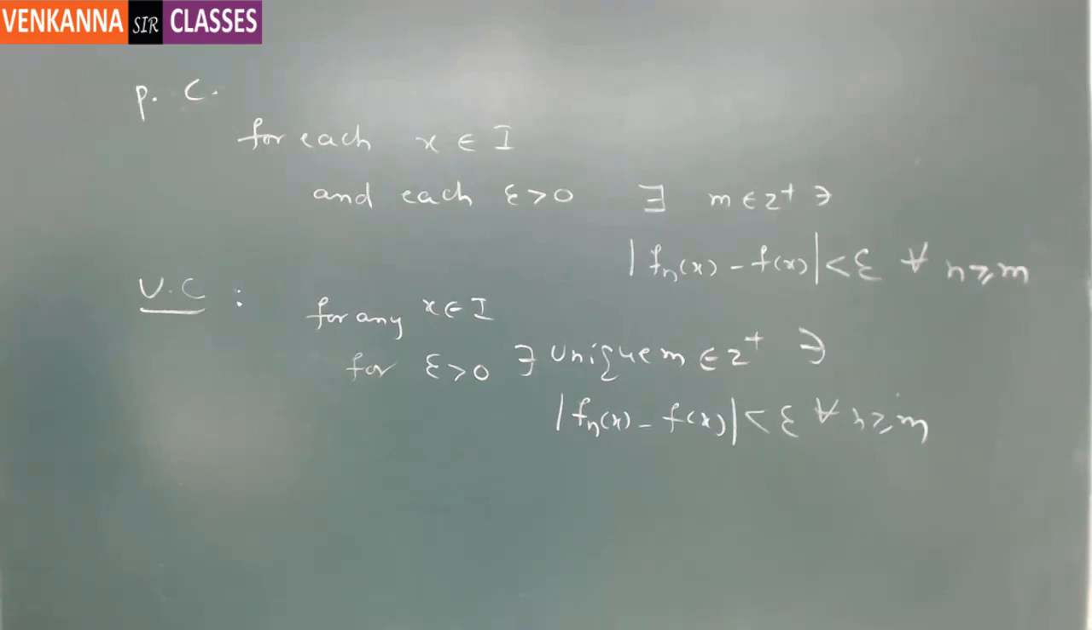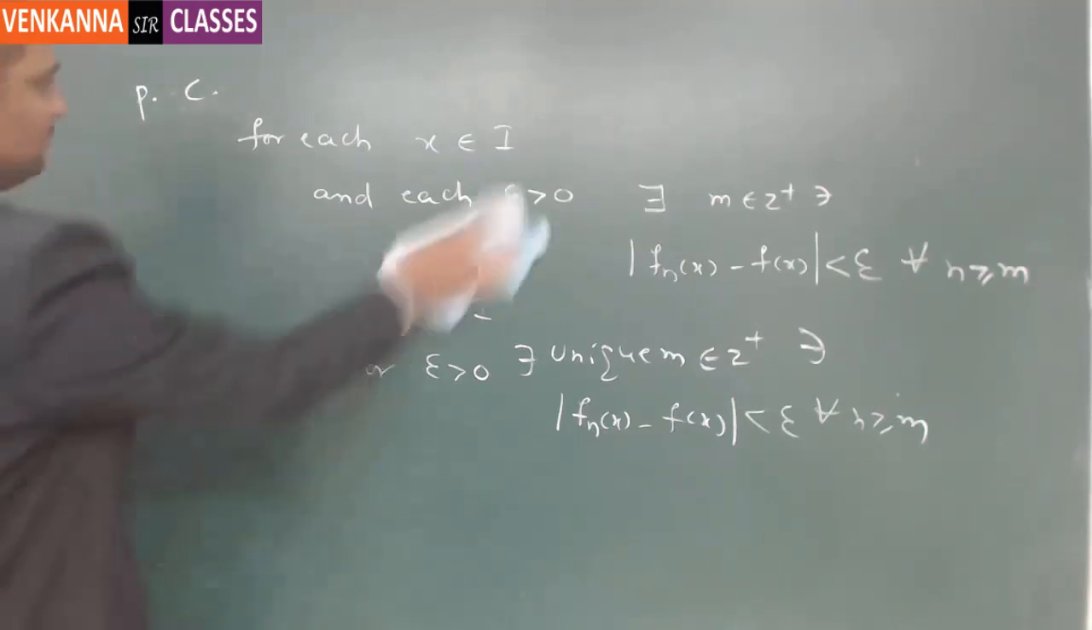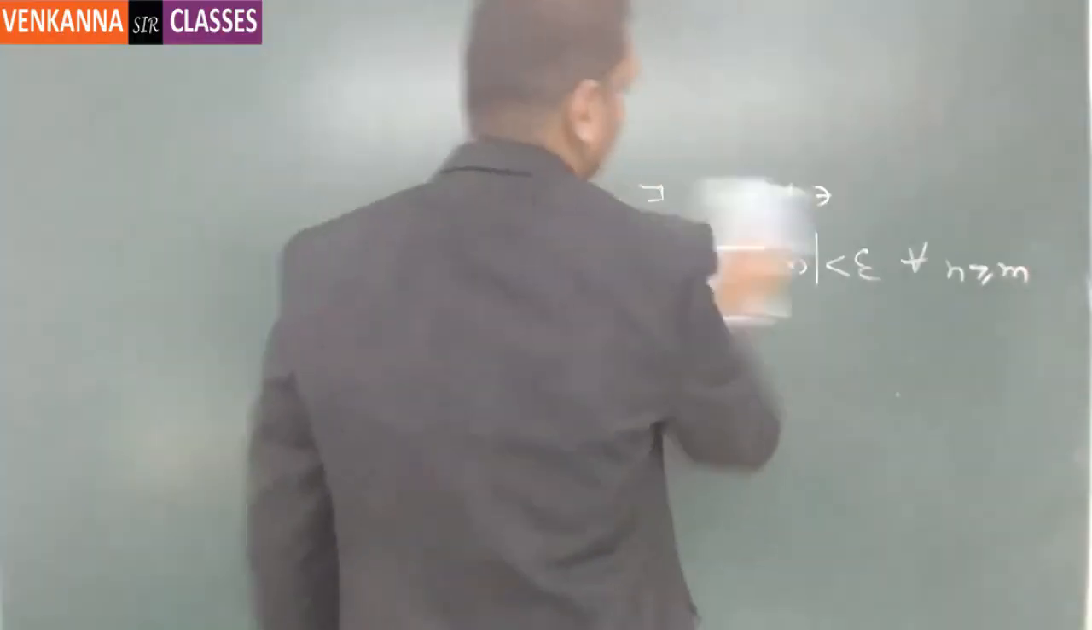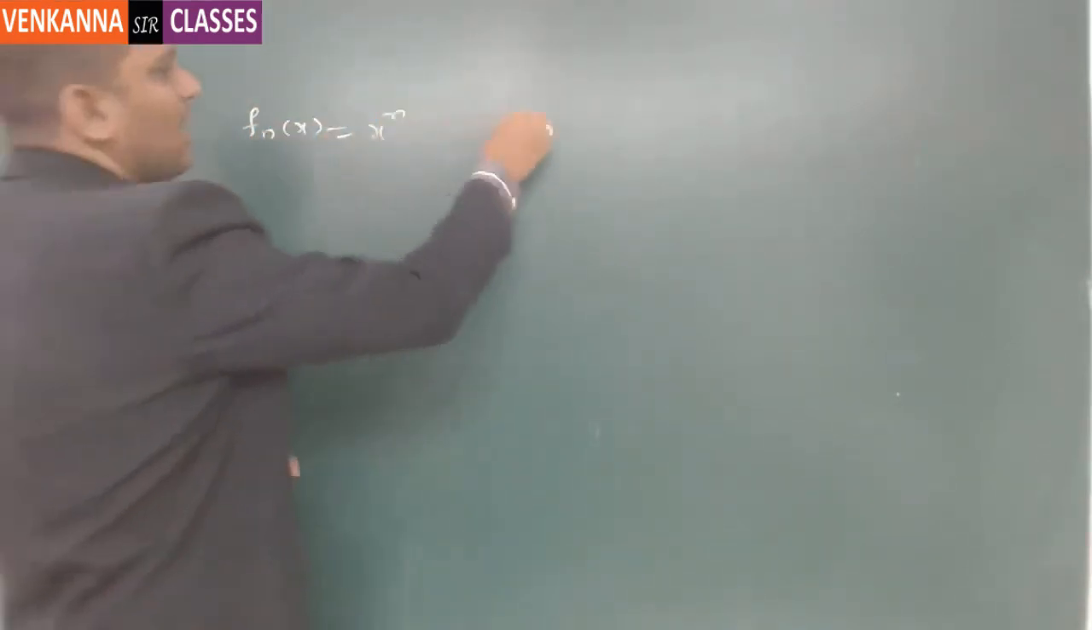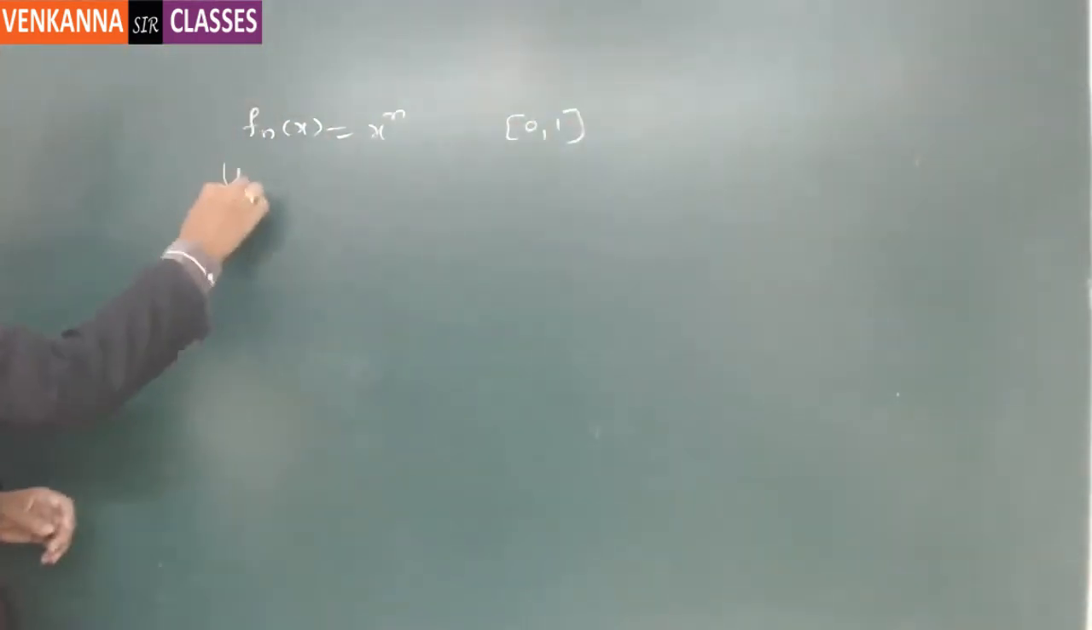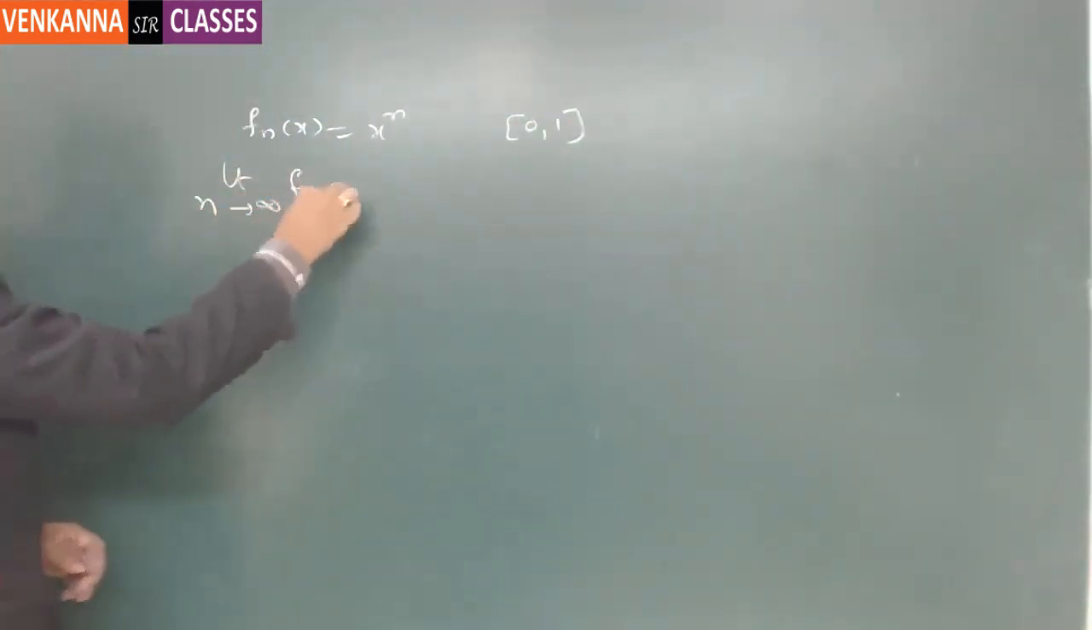Okay. By taking an example, I will illustrate the difference between them. Fine. So have you noted the definition? Right. Let us take the same old problem which we have discussed earlier. Earlier we have taken that fn of x is equal to x power n on the interval 0, 1, and limit n tends to infinity fn of x is nothing but f of x.